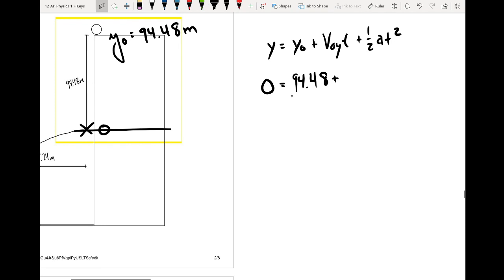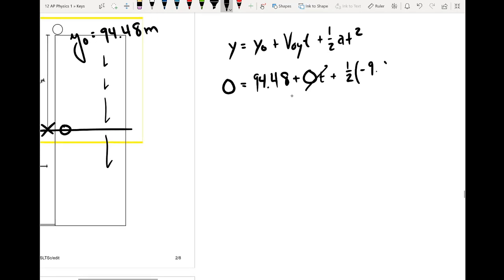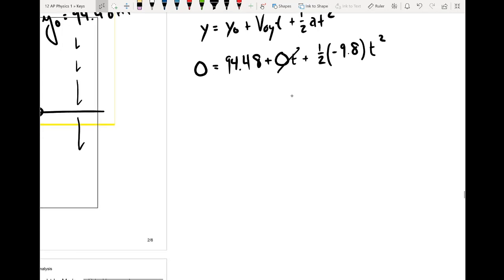And we said that we're going to assume that he is falling and that he just drops. So the initial velocity is 0, and that whole term is just 0. Then plus 1/2. In this case, he's accelerating downwards towards 0, so we can say negative 9.8 times t squared. Then if we do a little bit of math, we get 94.48 equals 4.9 t squared. I just added this term to both sides.